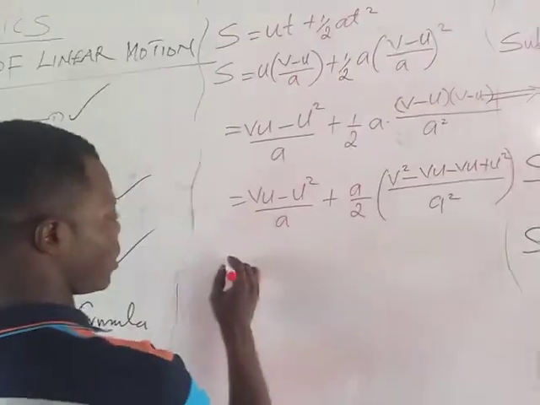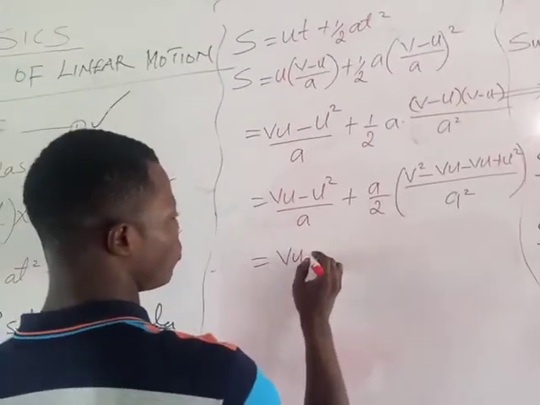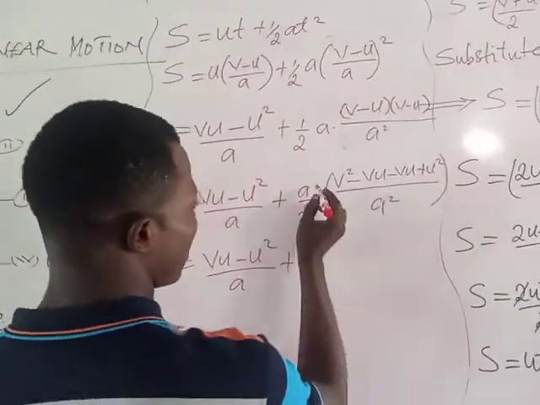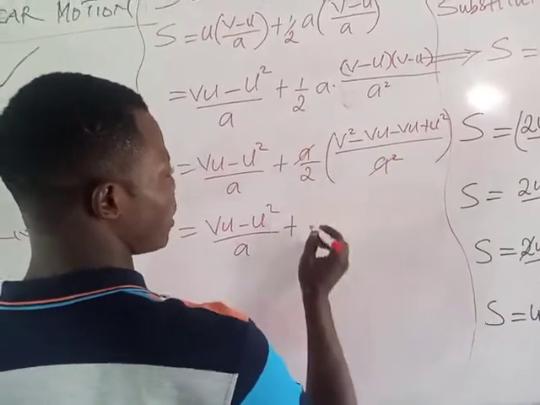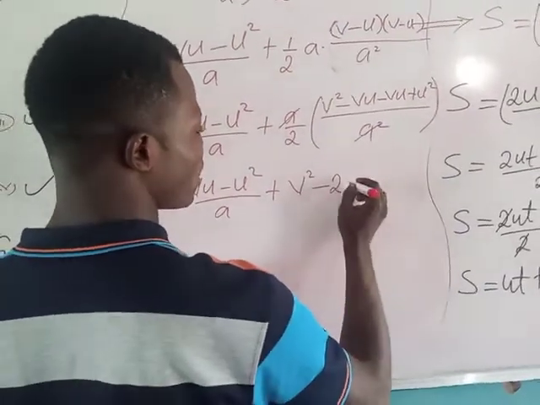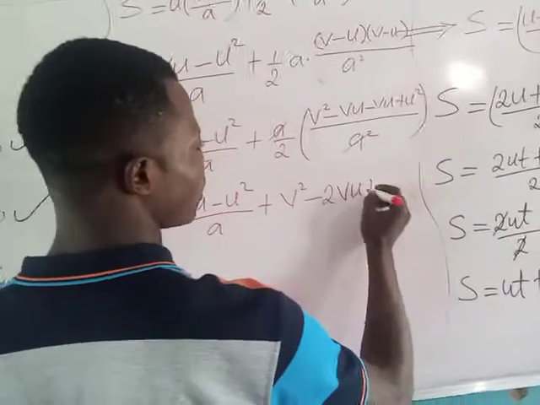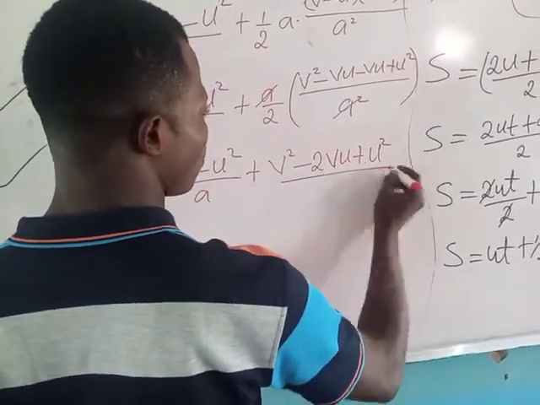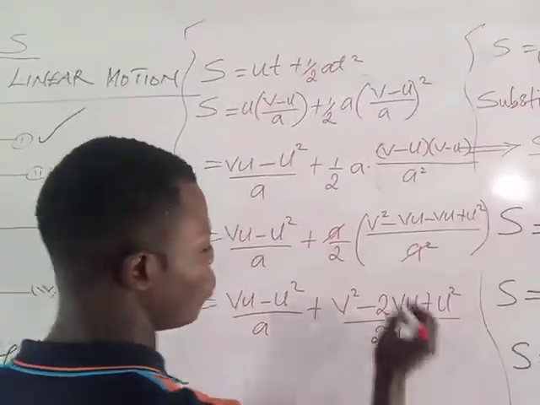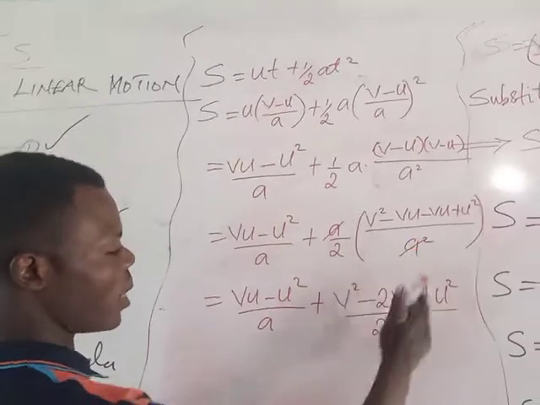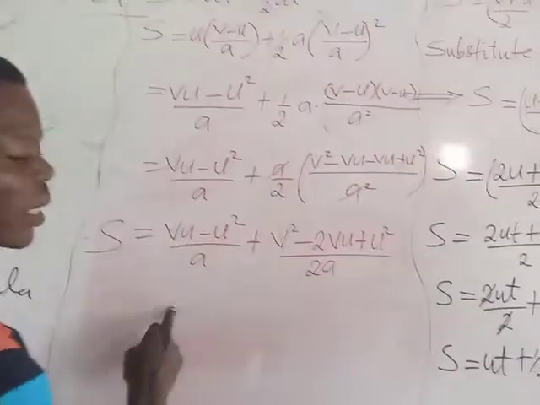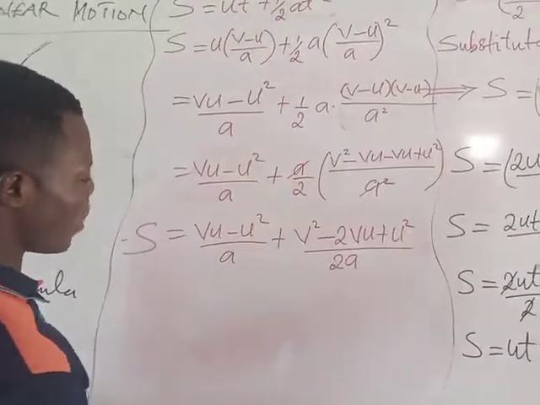Okay, and this is the same thing as vu minus u squared over a plus, I can cancel one a from this place so that we have v squared minus twice vu plus u squared all over a, left with one a here. And don't forget we have 2 here, so 2a, 2 times the remaining a here. Now this is x. I want to find the LCM. Let me find the LCM here.